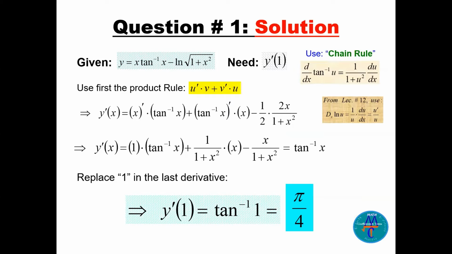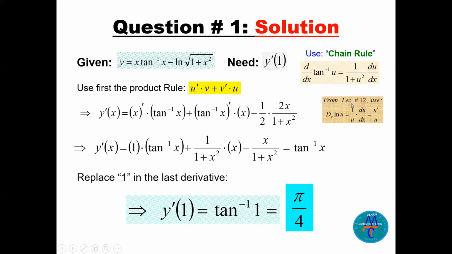Now we can use the chain rule for the derivative of inverse tan of u, which is 1 over 1 plus u squared times du over dx. First, here we see the product rule, x times the inverse tan of x, and this is the derivative of ln of this function. So we can use the product rule also, the derivative of the first times the second plus the derivative of the second times the first, which is x, minus the derivative of ln of this function u. It will be 1 over u times du over dx.